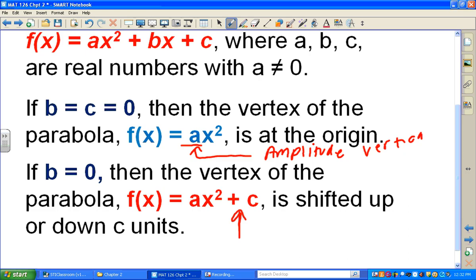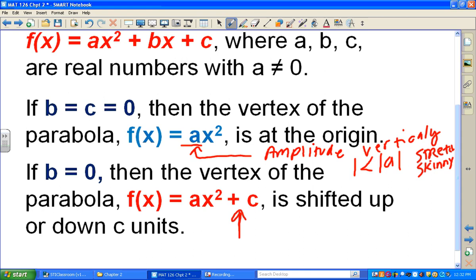Remember, if a is greater than 0, actually, let's do this. The absolute value of a, if it's greater than 1, it's going to be a stretch, or it's going to be skinnier. I don't know how you want to look at it, but it's going to be skinnier. If you have 4x squared, it's going to be a lot thinner than if you have 1x squared.